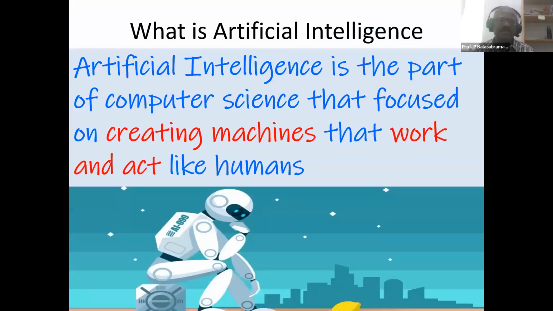Coming to the first part, what is artificial intelligence? A lot of definitions are available on the internet, but this definition I really like. AI is a part of computer science, because a lot of computer programming is involved, that is focused on creating machines that work and act like humans. That means I'm mimicking myself, creating another human being with the help of a computer. Not 100%, but at least near to matching human intelligence, we are creating this artificially. This is the best definition I can see for artificial intelligence.